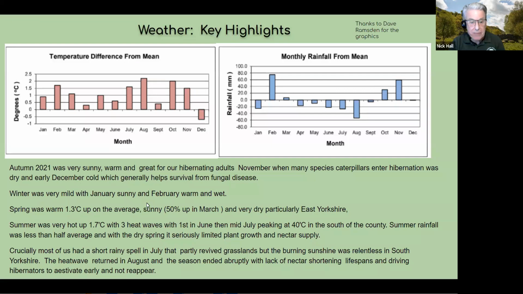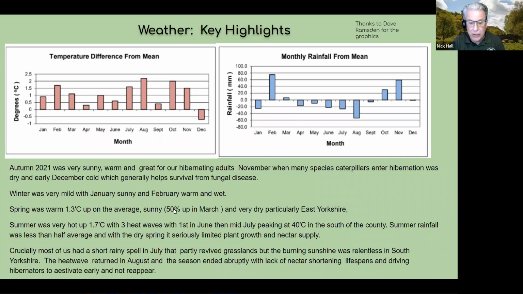Crucially, I think, just as we thought things couldn't get any worse, we had some rain in July, which I think probably saved a lot of butterflies. It partly revived our grasslands, just as a lot of them were laying eggs.